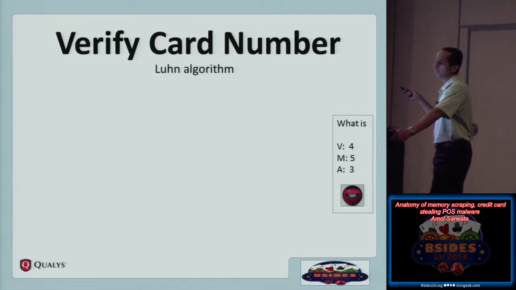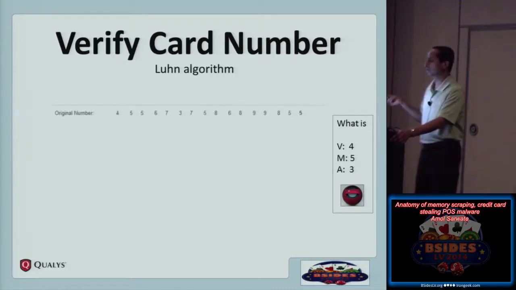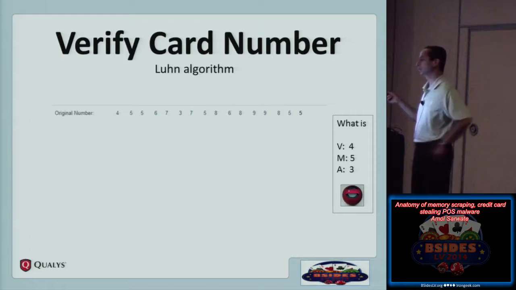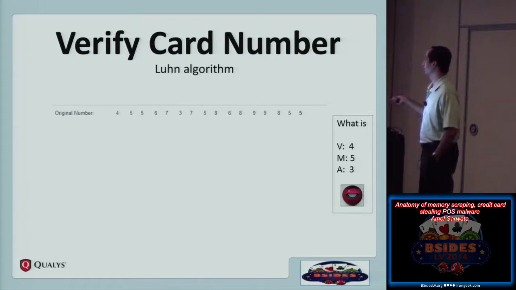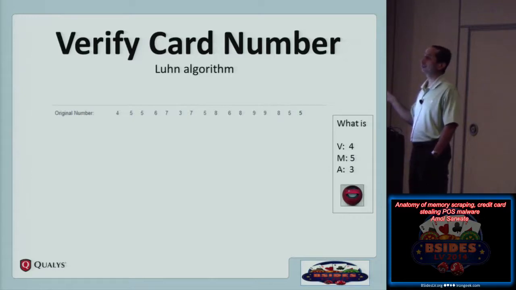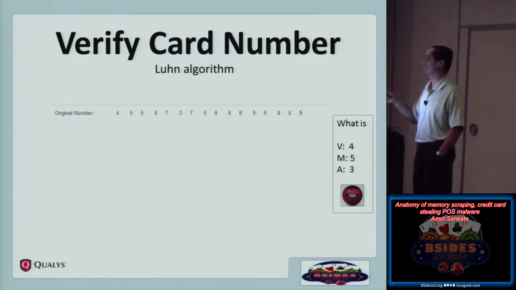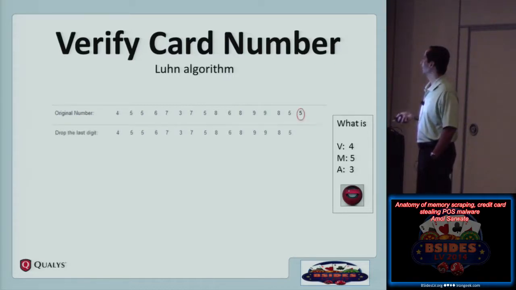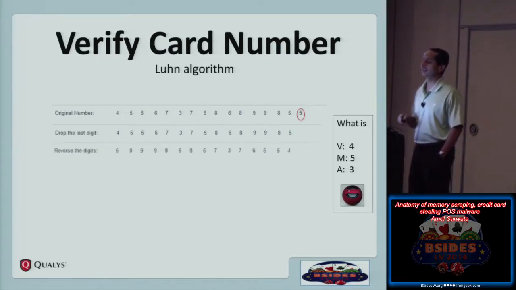I would prefer to do the algorithm. And the algorithm is also pretty simple. It's like a glorified base 10 algorithm. What you do is you take the credit card number. This is the original credit card number. Don't assume that it will always be 16 digits, because there are credit card numbers that are not 16 digits. There are fewer. So you drop the last number that you have, and then you reverse the digits.